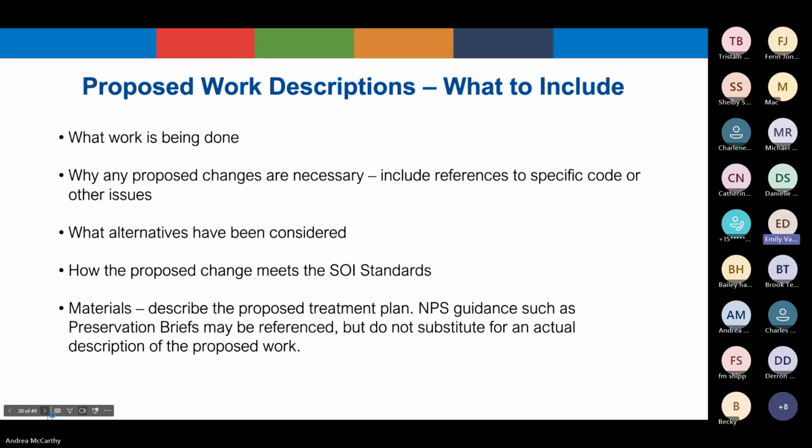So let's talk a little bit about what needs to be included in the description of the proposed work. First off, every description should start with the full scope of work that is being proposed for that work item. These descriptions need to be clear and specific. If alterations are being proposed, particularly those that might affect primary spaces or character defining features, an evaluation of why the alteration is necessary should be included.